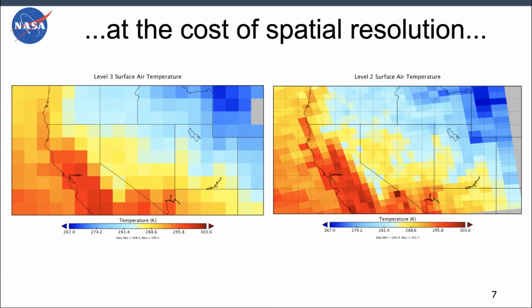But if you go over and look at the level 2 surface air temperature, we've seen that, yes, the pixels are falling all over the place, but on the bright side, we get much higher spatial resolution than we get with the level 3 surface air temperature. And so one of the big questions is going to be, how much spatial resolution are we willing to swap for that regularized geolocation?